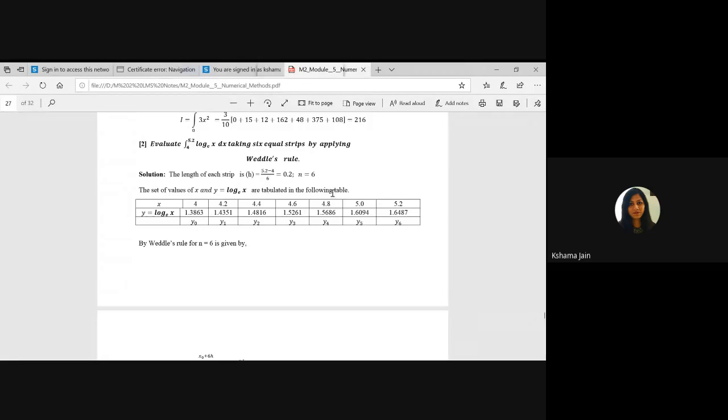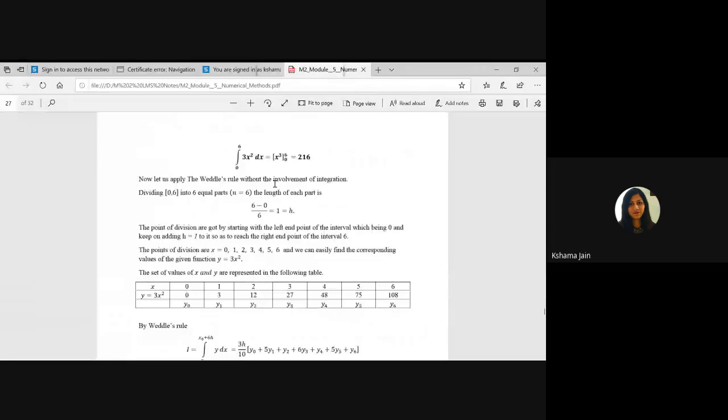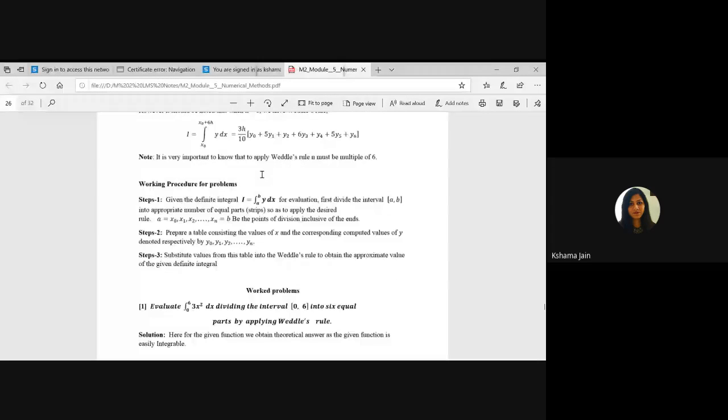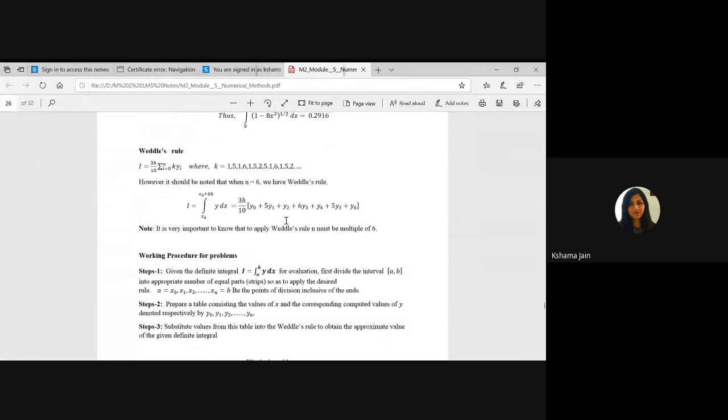Again, concept is same. Here also, you will get h equals to b minus a by n. Weddell's rule is here. The formula, just you need to remember where to apply Weddell's rule. Especially Weddell's rule is applied when you see interval is of 6 parts. That time Weddell's rule is applied. Formula is very simple. 3h by 10 y naught plus 5 by 1 plus y2.